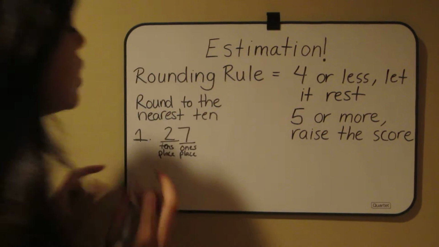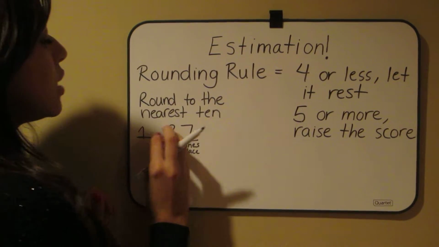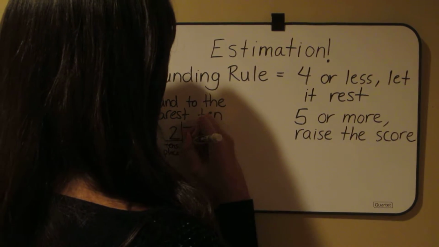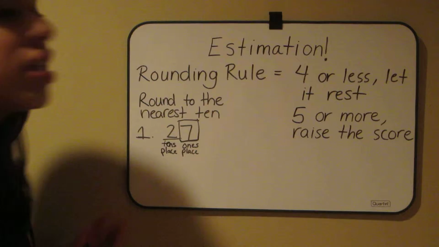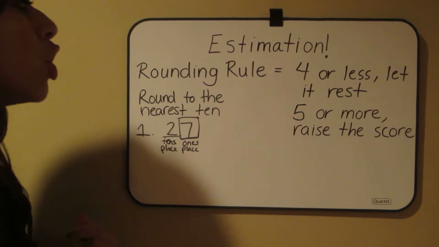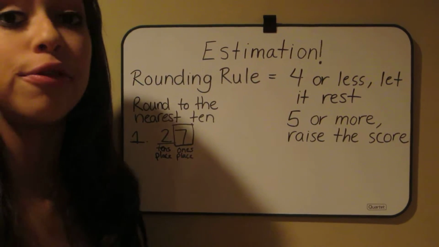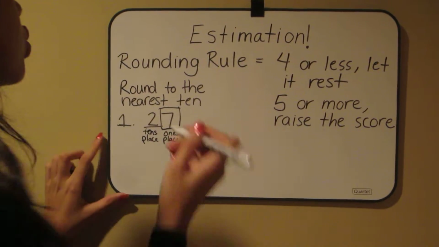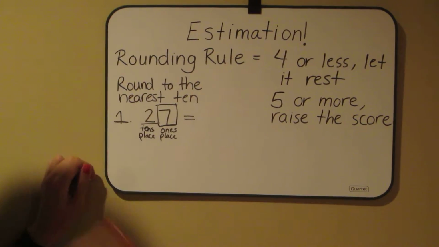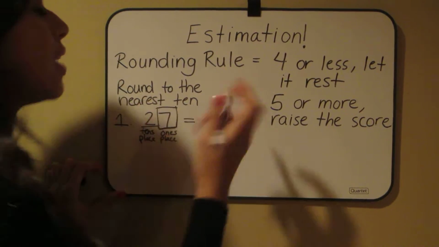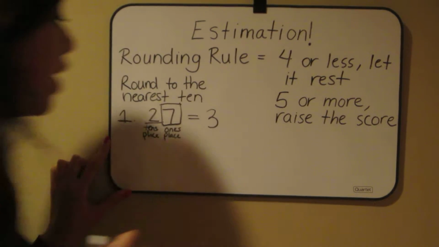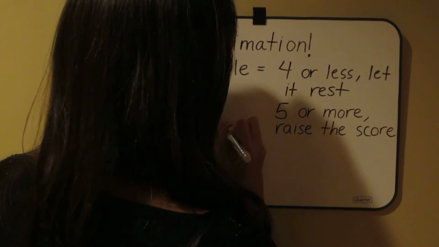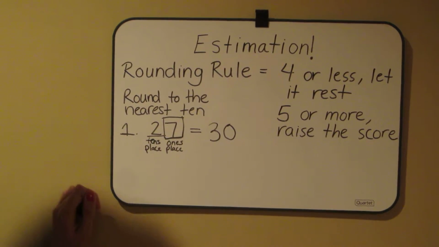Now we need to focus on the number that is directly to the right of the number that is in the tens place, which in this case is 7. And now this is where the rounding rule comes into play. So we know that 7 is greater than 5. According to the rounding rule, 5 or more, raise the score. So that means that we are going to add 1 to the number that's in the tens place, and we get 3. And the number that is boxed in is always automatically going to turn into a 0 because we are rounding to the nearest 10.